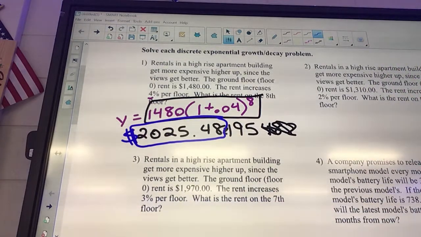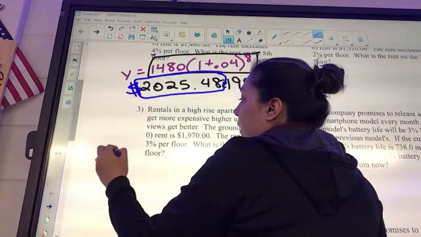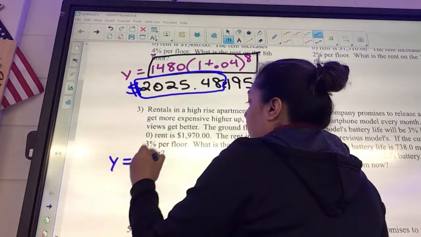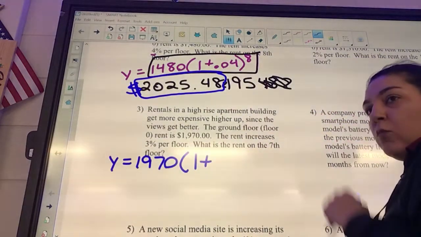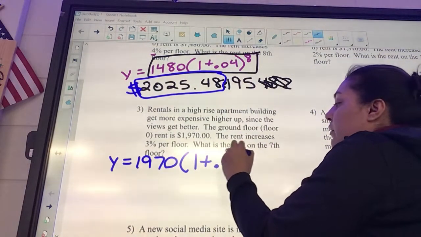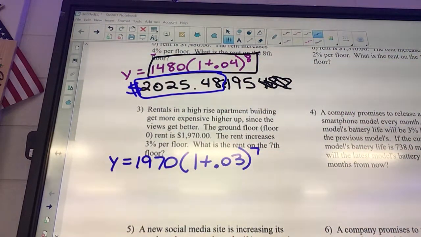Okay, number 3. Rentals in a high-rise apartment building get more expensive the higher up we go since the views get better. The ground floor rent, okay, so what's going to be our initial amount? 1,970. 1 plus 0.03. I know some of you are going to be tempted to work ahead. Do not, okay? I'm fair warning you. Then put that to the 7th floor, so we want to know how much it is on the 7th floor.